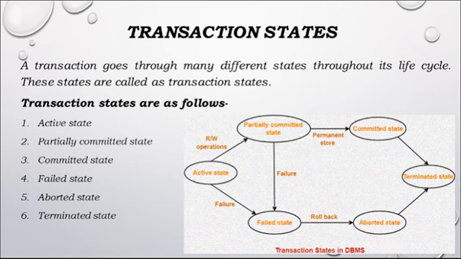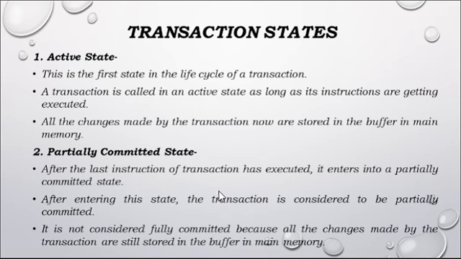Fine. Here we have the active state. As I discussed, this is the first stage in the life cycle of the transaction. A transaction is in the active state as long as its instructions are being executed. All the changes made by the transaction are stored in the buffer in main memory. In the active state, all the read and write operations will be performed.